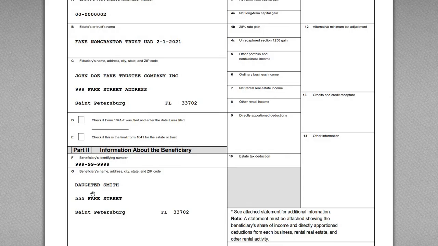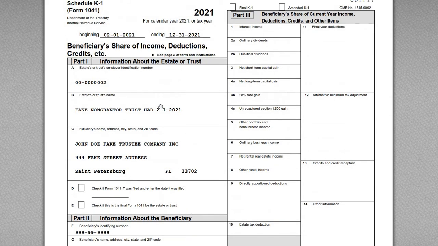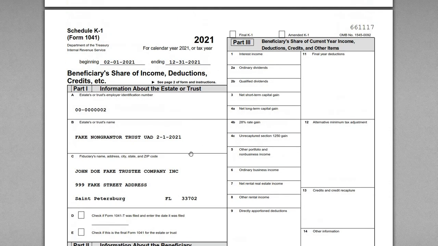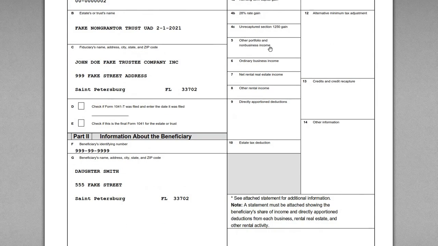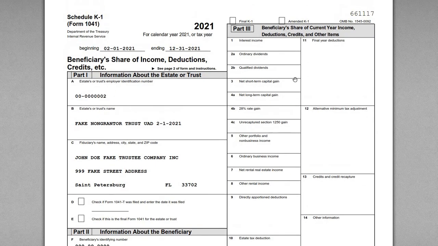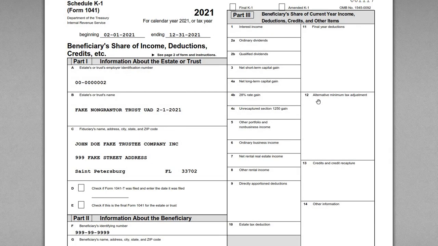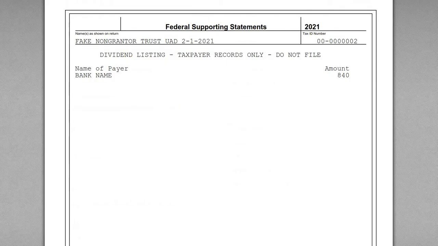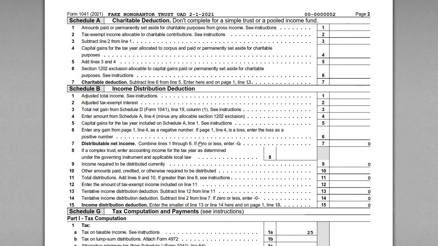So if we look at the K1 here for the beneficiary, right? This is for daughter Smith. She's the beneficiary of the trust. Up here we've got the trust tax ID number, name, the fiduciary's name, and other information. And you'll note here that all of these fields in Part 3 are blank. Right? So the trust earned income. It had income and expenses, it had interest, it had dividends, but because none of the income was distributed to the beneficiary during the year, this K1 is effectively blank because none of the income is being passed on to her as the beneficiary.